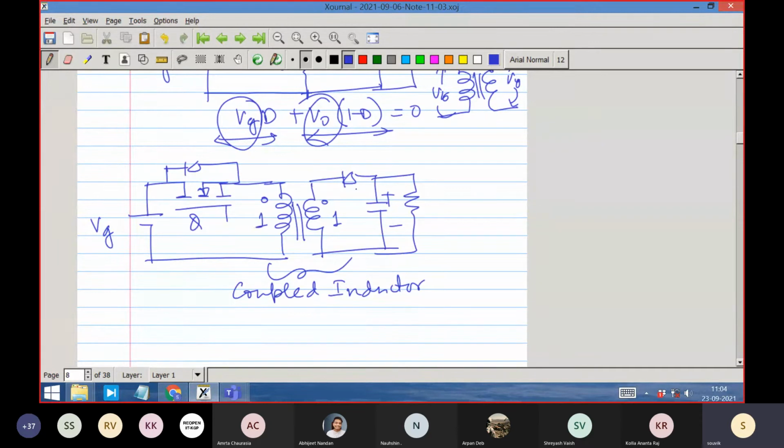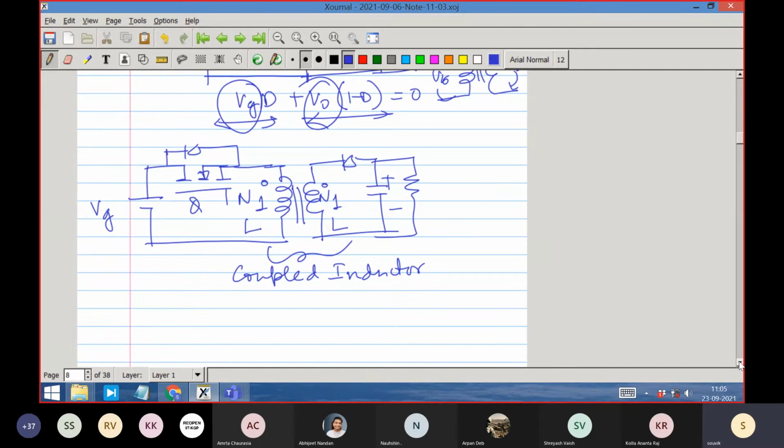Okay, so what is the structure? I will say this is the inductor, the same inductor L here and L here, though it has two coils. This is coil 1 and this is coil 2. The turns ratios are equal. I can keep the values equal as long as the turns ratios are equal. Both of them I have kept with the same number of turns, let us say, and that's why the inductance value is the same.